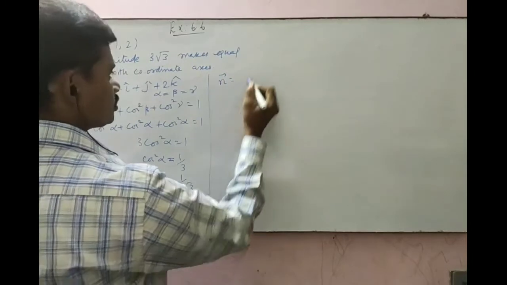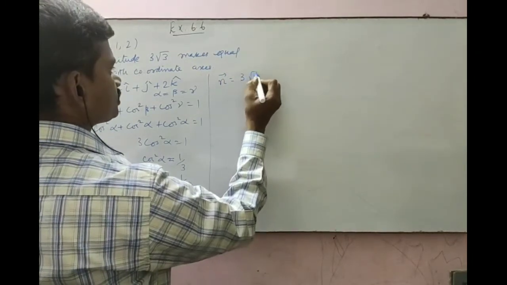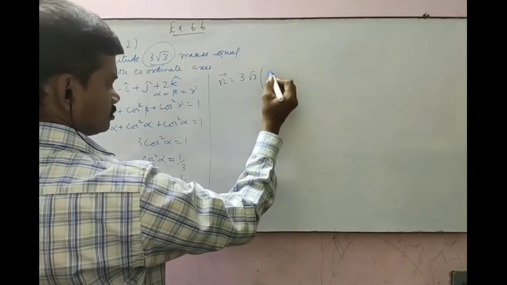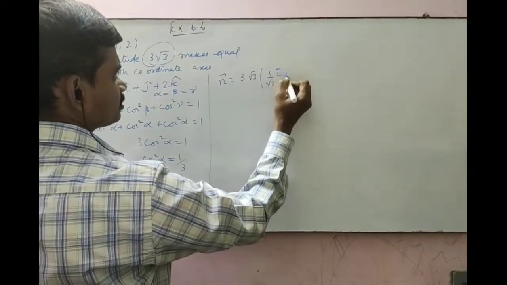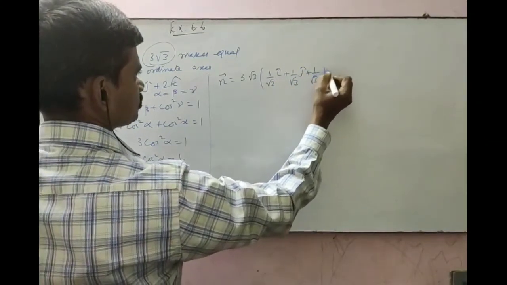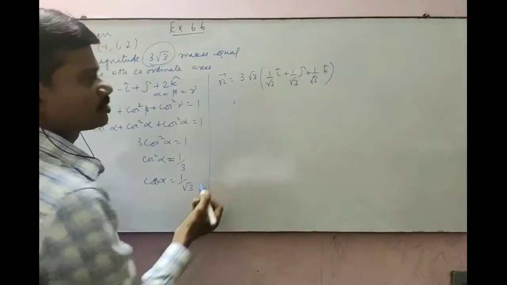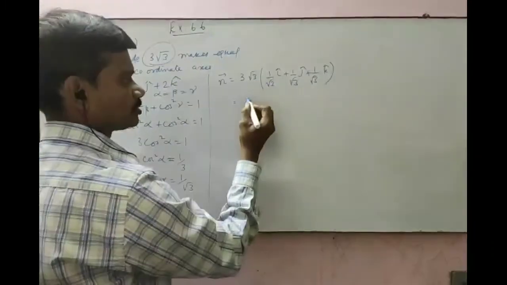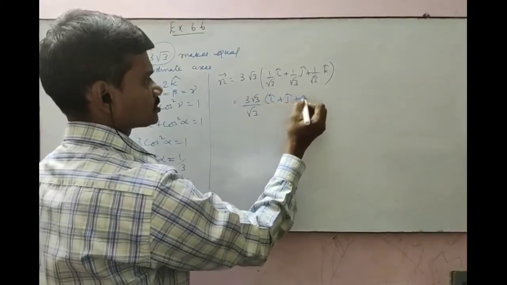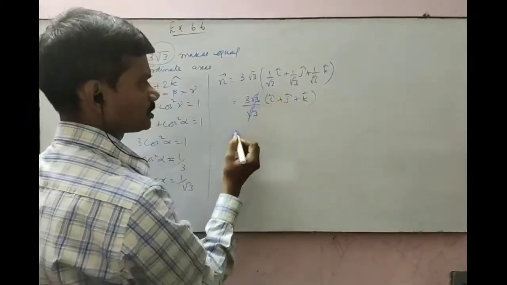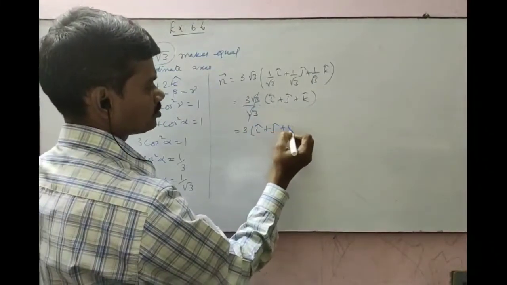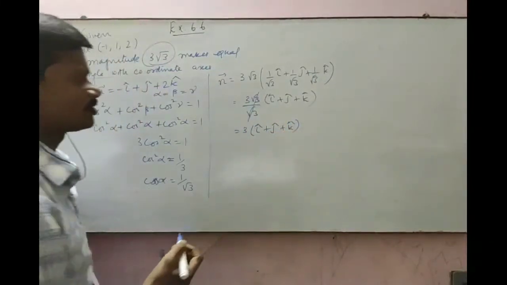So n vector is equal to 3 root 3 times 1 by root 3 I plus 1 by root 3 j plus 1 by root 3 k, multiplied by the magnitude. So this is the normal vector. If you take the root 3 as common, 3 root 3 by root 3 into I plus j plus k, root 3 gets cancelled. So you'll get the answer as 3 times I plus j plus k vector. So this is the normal vector.